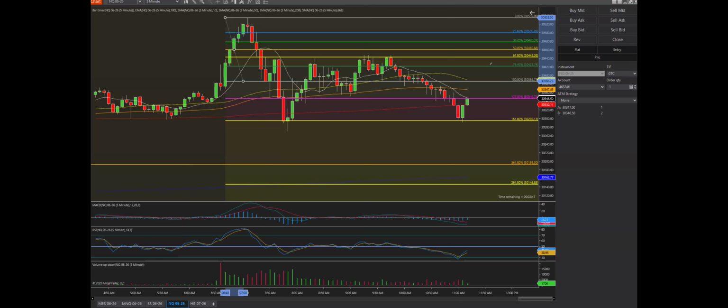But when you enter any trade, you want to define that risk. And usually you can do it real quickly on TOS if you use TOS.